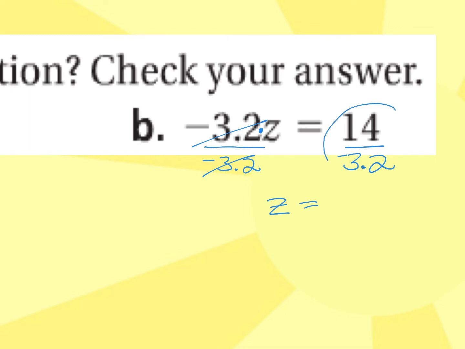And then for this part, guys, we're going to use a calculator. Since it's already giving me a decimal, it's okay to go ahead and plug that into the calculator. So let's take a look. We've got 14 divided by 3.2. That comes out to be 4.375.